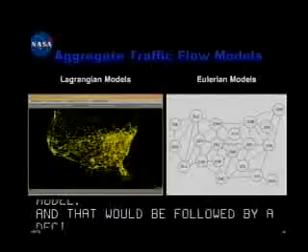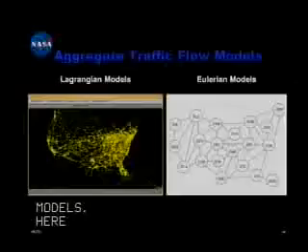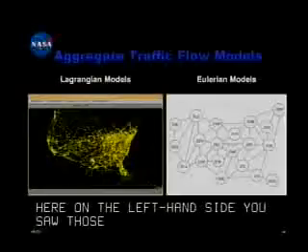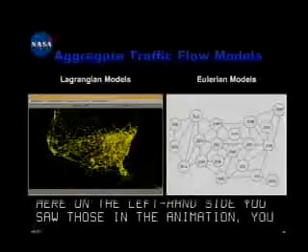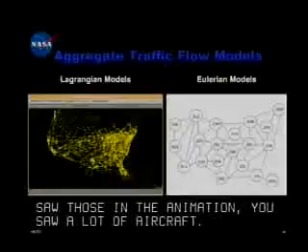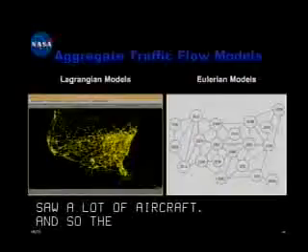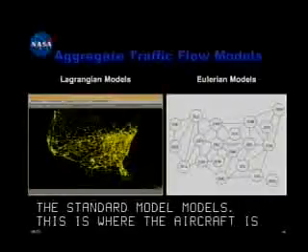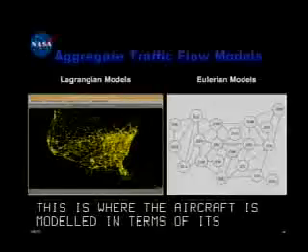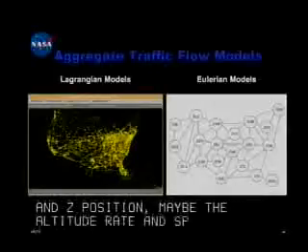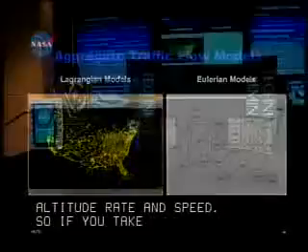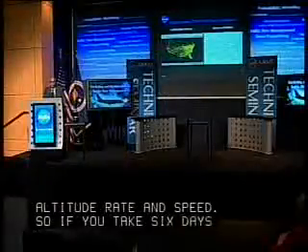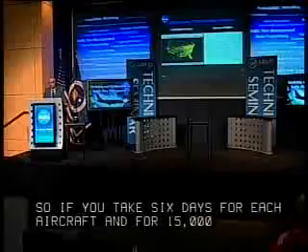Here, on the left-hand side, in the animation, you saw a lot of aircraft. And so the Lagrangian models are the standard models for the aircraft which you study in flight mechanics. These are where the aircraft is modeled in terms of its X, Y, and Z positions, maybe the altitude rate and the speed. So if you take 6 states for each aircraft, and for 15,000 aircraft, you're really dealing with a dynamic system with 90,000 states.